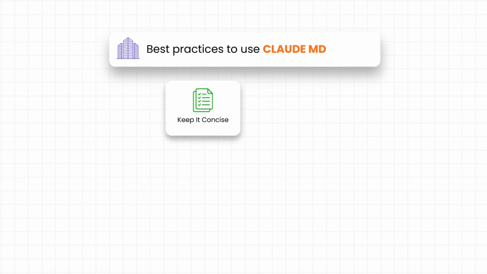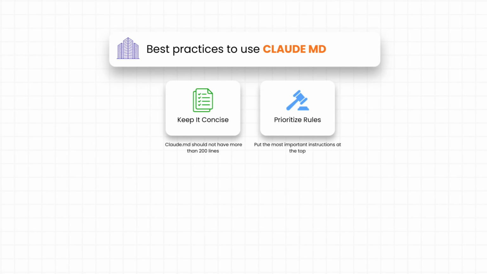Firstly, keep it concise. Claude.md should not have more than 200 lines. For example, if you want it to use Bloc pattern, just say use Bloc. You don't need to explain the theory behind. Secondly, prioritize rules. Put the most important instruction at the top.